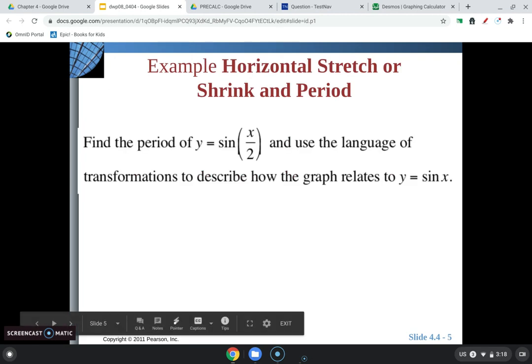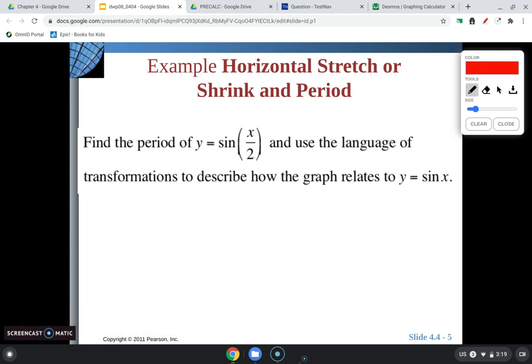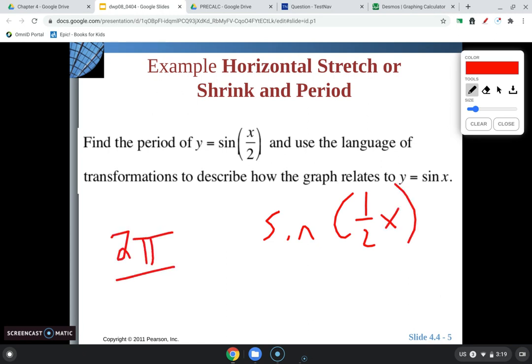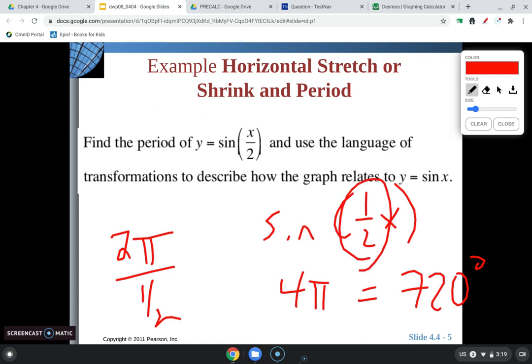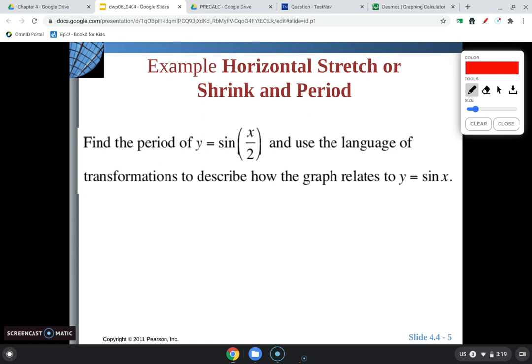So find the period of a sine of x over 2. So that would be like sine of 1/2 x. So for the period, you would take 2 pi divided by 1/2. So 2 pi divided by 1/2 is 4 pi. So that means 4 pi, which is the same thing as 720 degrees, is one full rotation of the curve, and 4 pi radians are 720 degrees. The frequency is 1/2. So that means half a rotation of the curve in 360. The frequency is how many times it happens in 360. Okay?